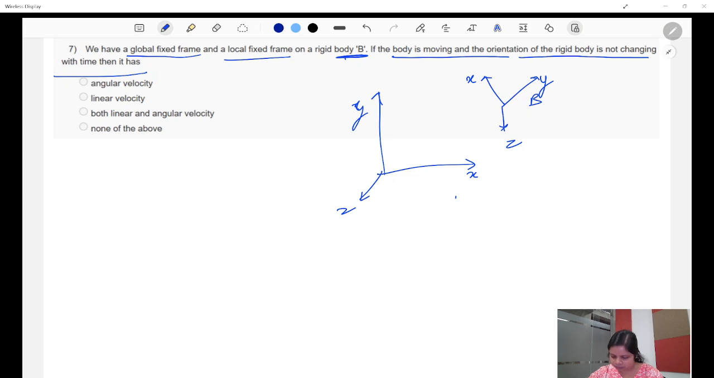Now the body is moving and the orientation of the rigid body is not changing. Let's say it is moving along some direction and the orientation is not changing. Then it has what? Does it have angular velocity? Does it have linear velocity? Does it have both linear and angular velocity, or none of the above options?